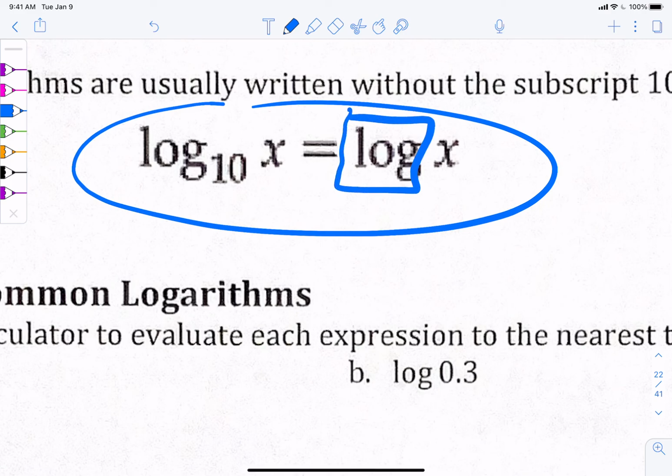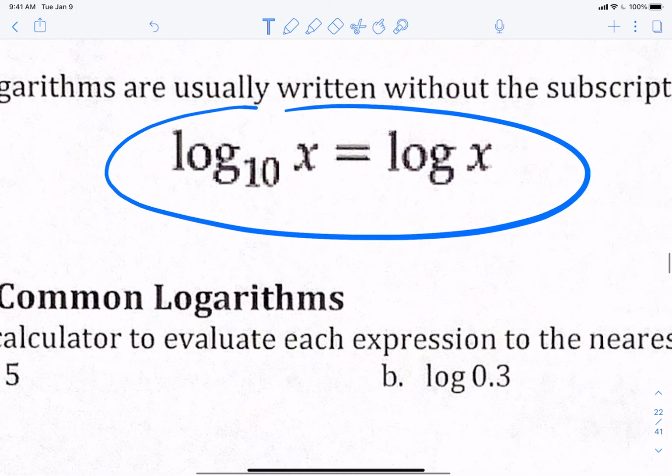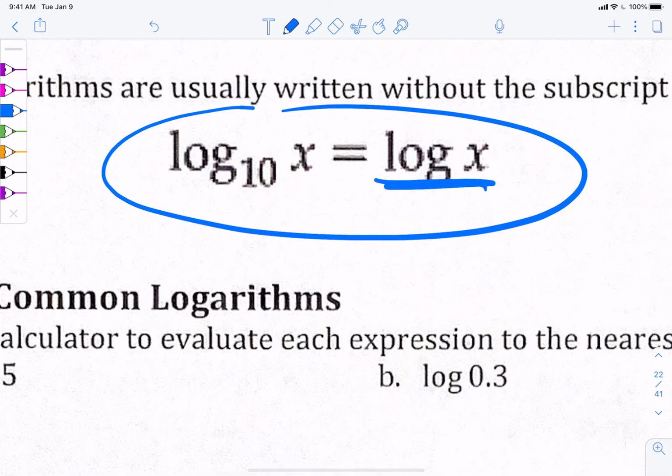Every log has a base. And if it does not designate the base, like this, it just says log x, we assume that it is 10. Log base 10 is the base system that is common.